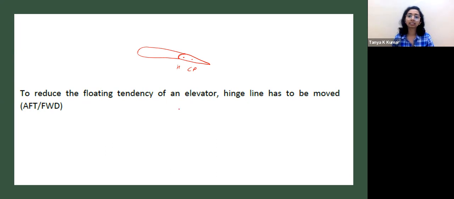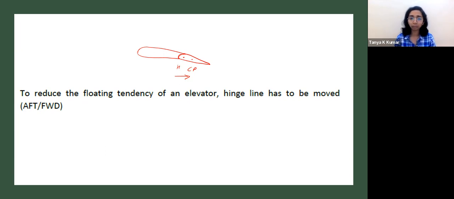Now, they've asked that the hinge line has to be moved aft. So if the hinge line is moved aft, at some point the hinge line becomes CP and the floating tendency is reduced to zero. So as you move your hinge towards CP, or as you move your hinge aft, the floating tendency of the elevator is reduced.